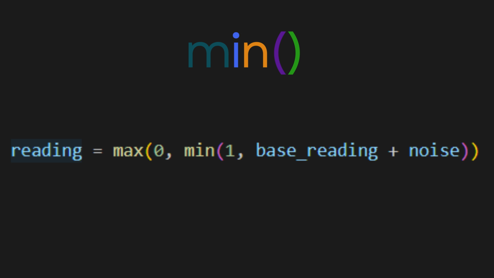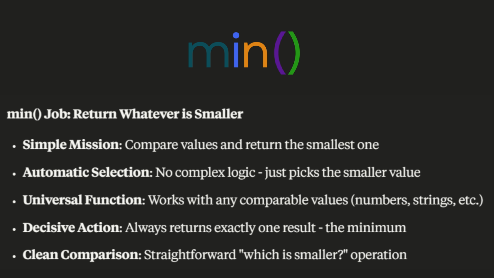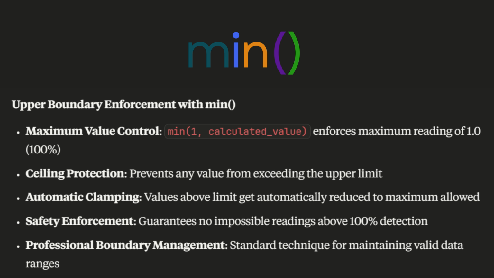So min 1, base reading plus noise compares two values. The number 1, which is our maximum threshold. Then it's comparing that against the calculated value that is resulting from base reading plus noise. And it's going to return whichever is smaller. That's the job of min. So if base reading plus noise equals 0.7, min 1, 0.7 returns 0.7, staying within the bounds and returning the smallest number. You can think about different examples like that, but this is upper boundary enforcement.